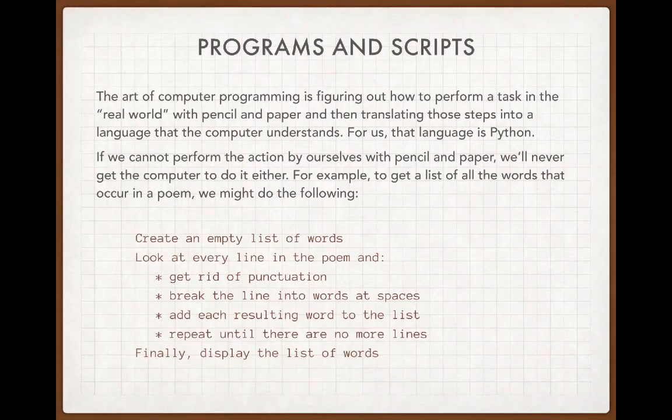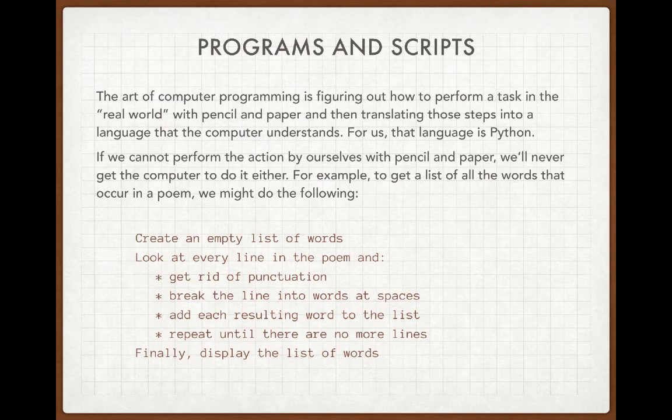Writing a computer program is really nothing more than figuring out how to do a task, say using pencil and paper, and then translating that process into a language that the computer understands. And for us, that's going to be Python. But if we can't figure out on pencil and paper how to go about doing a task, then we really can't explain that to the computer. There's no magic in there. The computer doesn't really understand all kinds of operations or sequences or things that we can't really do ourselves.